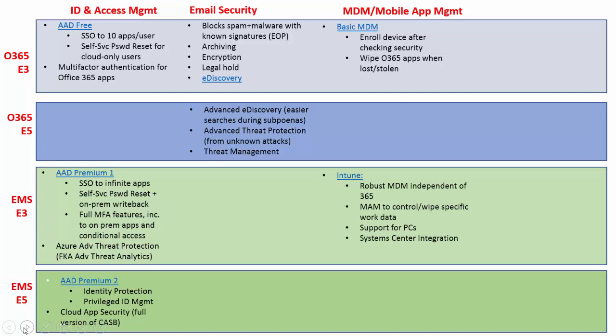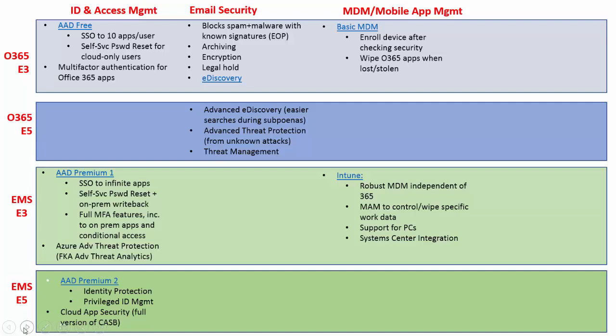Now, if you step up to that EMS E3 or buy Intune a la carte, you get a much more robust capability that's independent of Office 365. So it not only can control the Office 365 apps, but also other controls on the device. Things like, will you let the camera be used? Will you let people install their own applications from the App Store or Google Play?